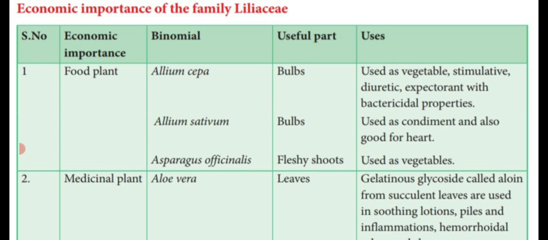It acts as a stimulant. Diuretic, it removes the toxic substances from the blood. Expectorant with bactericidal properties. That means it removes the problems caused by bacteria. So Allium sativum is used as a condiment and is also good for the health of the heart. Asparagus officinalis is used as a vegetable.